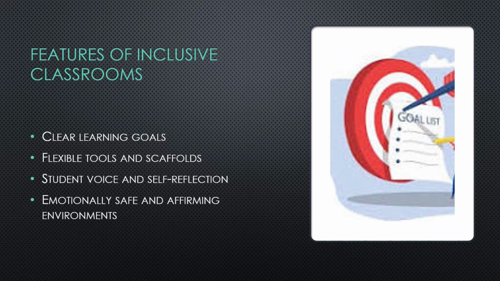Student voice and self-reflection are also essential components of the inclusive classroom. Students should have the opportunity to share their opinions, reflect on their progress, and identify strategies that help them learn best. This builds self-awareness and independence. Inclusive classrooms are not identical for every student. Equity means students receive what they need to succeed, which may look different from one learner to another. The goal is not sameness, but instead fairness and accessibility.